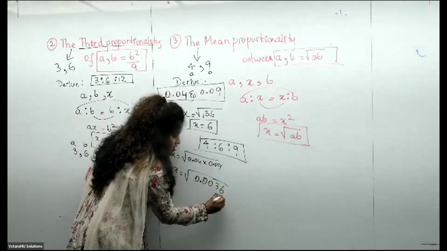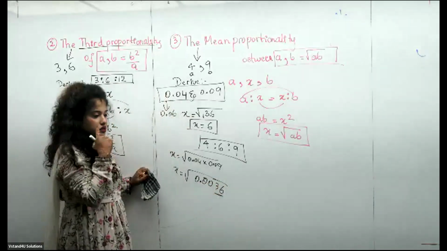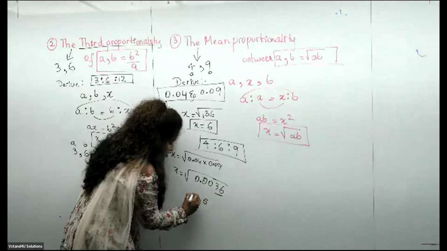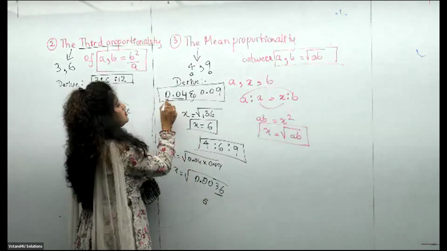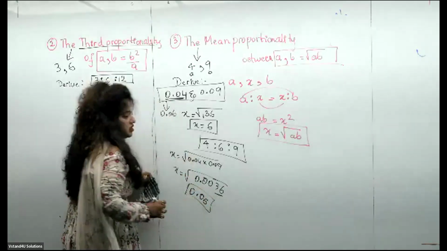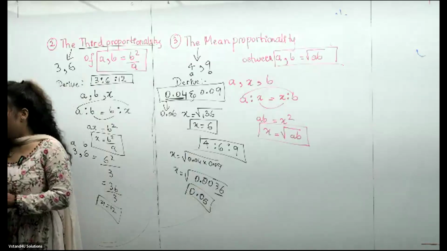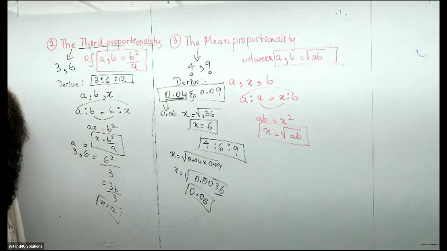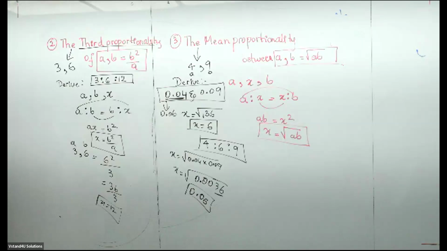0.0036. Now what is the square root of 36? 6. So it is. So just see how your answer is there. It is nothing but 0.06. Clear? Done? Online students, done? Done. Enough.